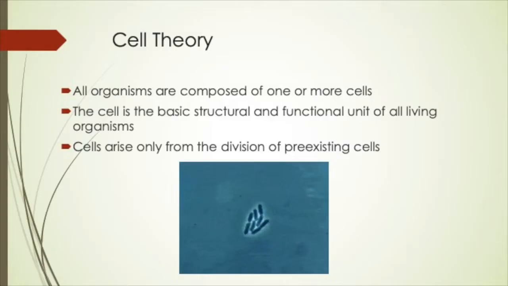This is the cell theory that they came up with. So this is the basis of cell theory. All living organisms are made up of cells. They have to have one or more cells. And they can only arise from pre-existing cells.